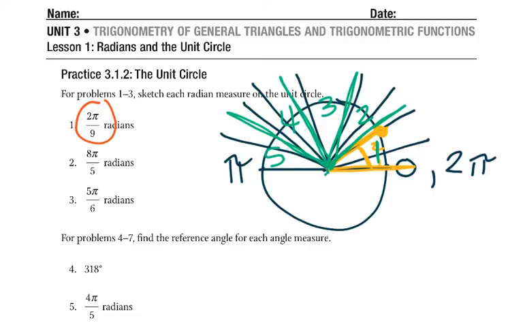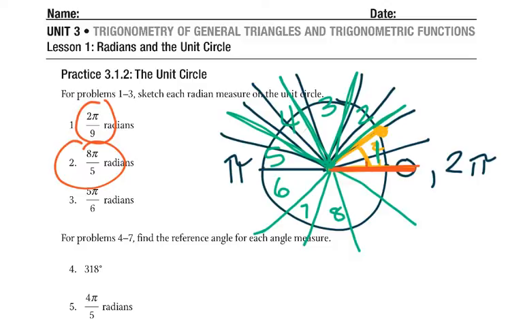Then I'm going to do the same thing down here, cut it the same way. 6, 7, 8. So if I start right here for number 2, I'm going to go 1, 2, 3, 4, 5, 6, 7, 8, and end right here. Here's my angle. From here, clear around to there.